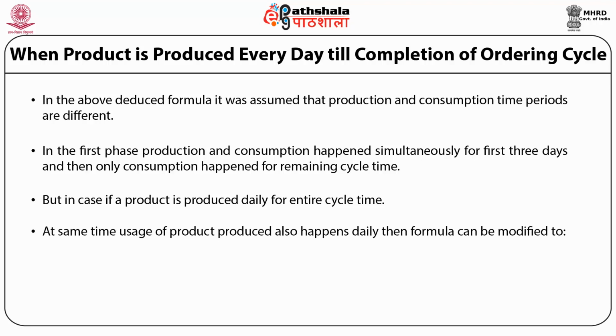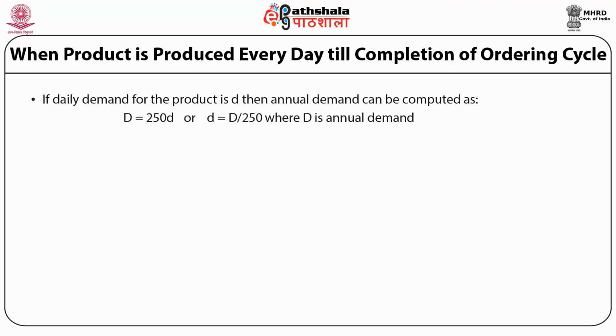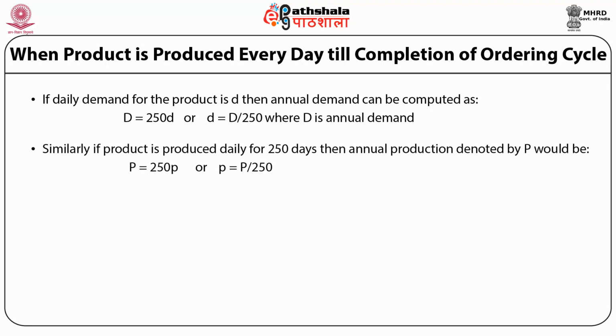then the formula can be modified. Suppose a production facility operates for 250 days per year. If the daily demand for the product is d, then annual demand can be computed as D equal to 250d, or d equal to D upon 250, where D is annual demand. Similarly, if the product is produced daily for 250 days, the annual production denoted by P would be P equal to 250p or p equal to P upon 250.